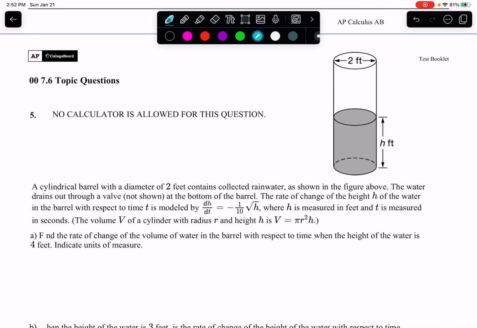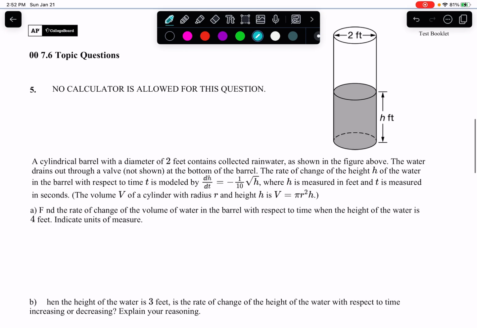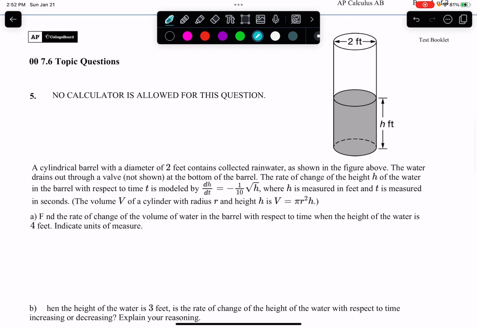This is Mrs. Davis. This is AP Calculus. This is lesson 7.6, the topic question number 5, AP Classroom. So it's a free response topic question, so give this a go and then come back and see how you did. Okay, so let's look this over.